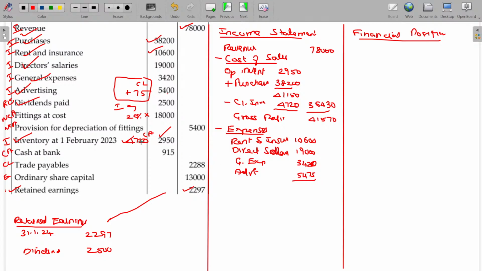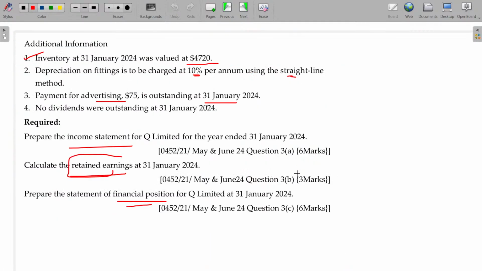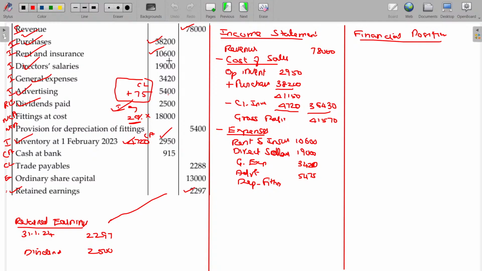And we have to calculate the depreciation, which is 20% on this one. Depreciation on fittings. 15,000 is 20%, 3,000. What's the rate of depreciation? 10%. Okay, 10%. This will be 10%. So 1800. The overall expenses being 40,295. If I subtract this expenses from there, profit for the year being 1275.